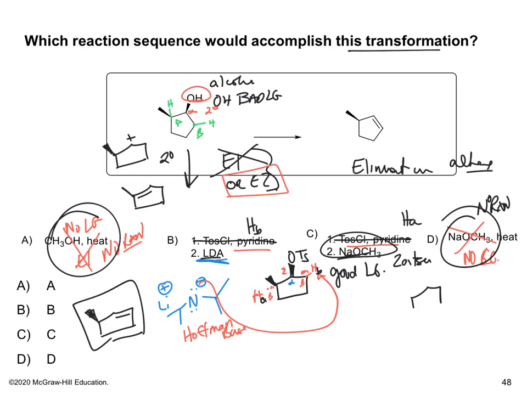And that would be B. Here you're going to get the Zaitsev alkene, and that's not what you want. So B's your answer.